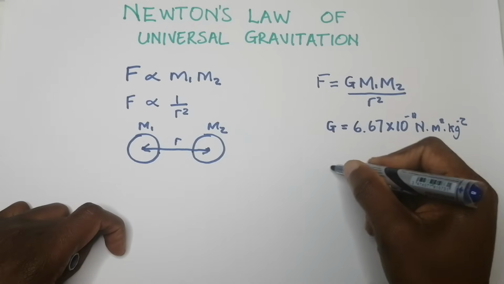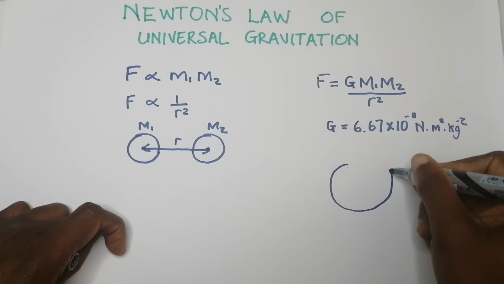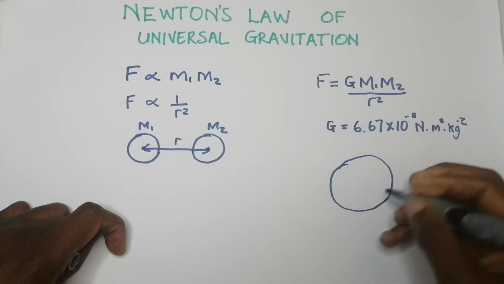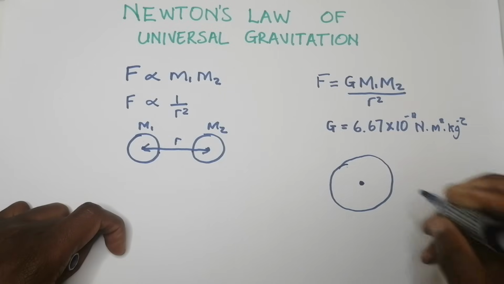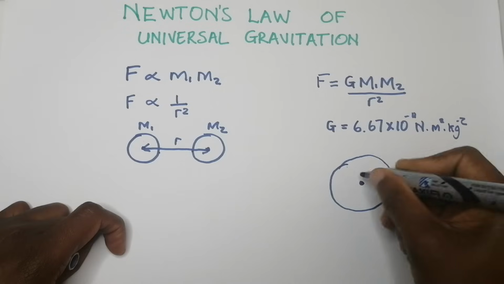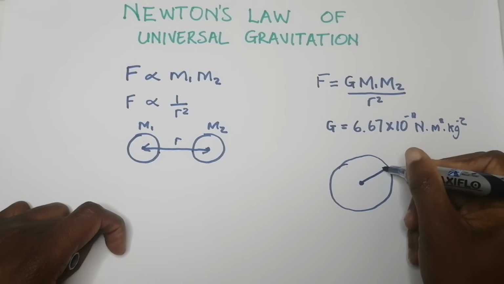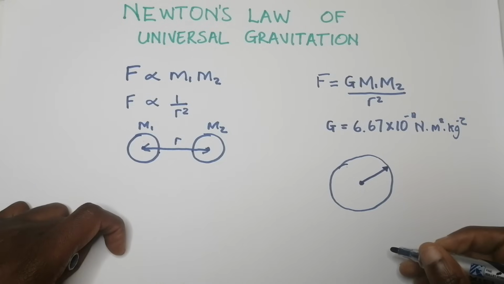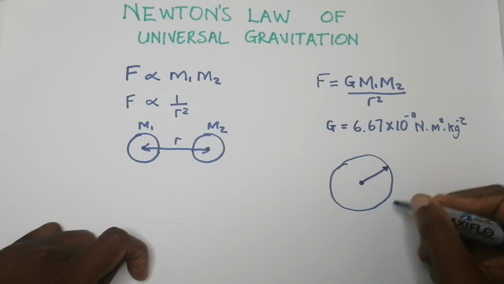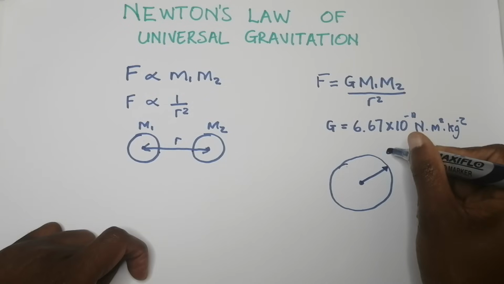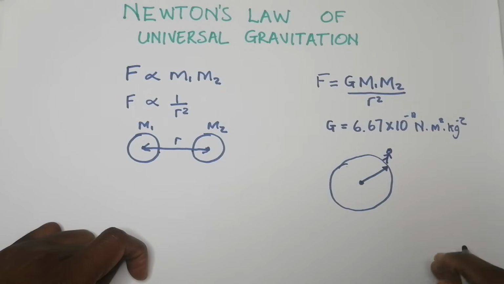So what this simply means is that this is how we calculate the weight. Say this is the Earth. Remember that this is the center of the Earth, and the Earth has a particular radius. I'm going to give you the radius of the Earth in just a little while. It also has a mass. Now, suppose we've got a person or whatever object on the surface of the Earth.